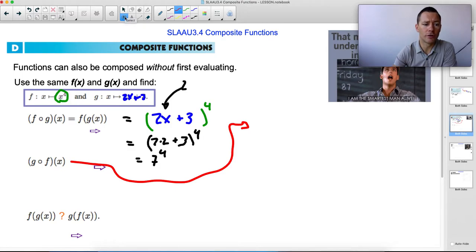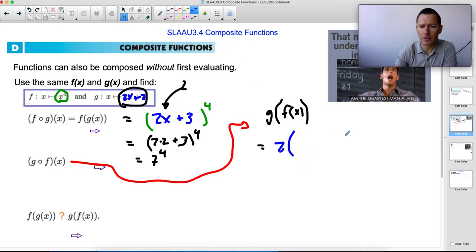G of f of x means I'm going to take g, which is 2x plus 3. Instead of calling it x, I'm going to call it 2 times input plus 3. And our input is f of x. So we're going to put f of x in there, x to the 4th. Yeah? And we're going to simplify. So this is 2x to the 4th plus 3.